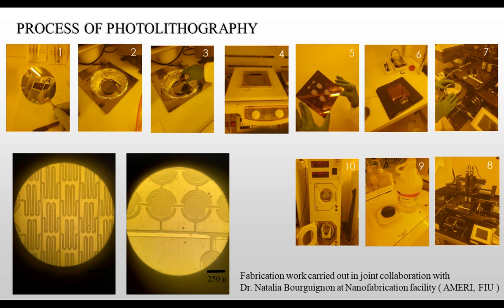Further, this is the process of photolithography. So as I explained earlier, in the first step, the silicon wafer is removed from the clean room. It is kept on the spin coater. In the third step, the photoresist such as SU8 polymer is added, and it is spun at the desired RPM to achieve a specific thickness. Then it is pre-baked.